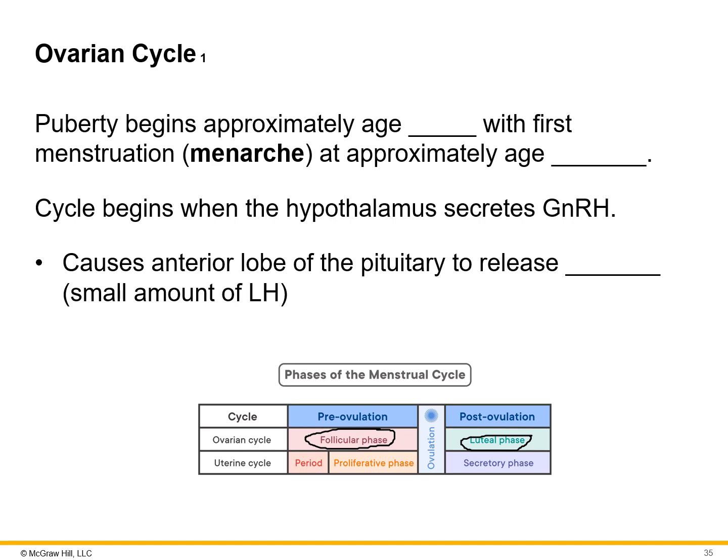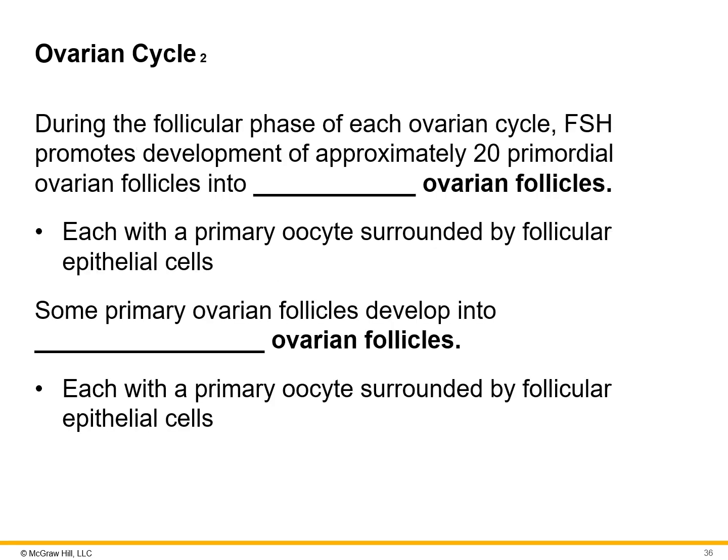after ovulation. So during the follicular phase, again, that means before ovulation of each ovarian cycle, FSH is going to promote the development of about 20 primordial ovarian follicles to turn into primary ovarian follicles. Each of those is going to have a primary oocyte that's surrounded by follicular epithelial cells. Then some of those primary ovarian follicles will develop into secondary ovarian follicles, but we still have a primary oocyte that's been surrounded by follicular epithelial cells.